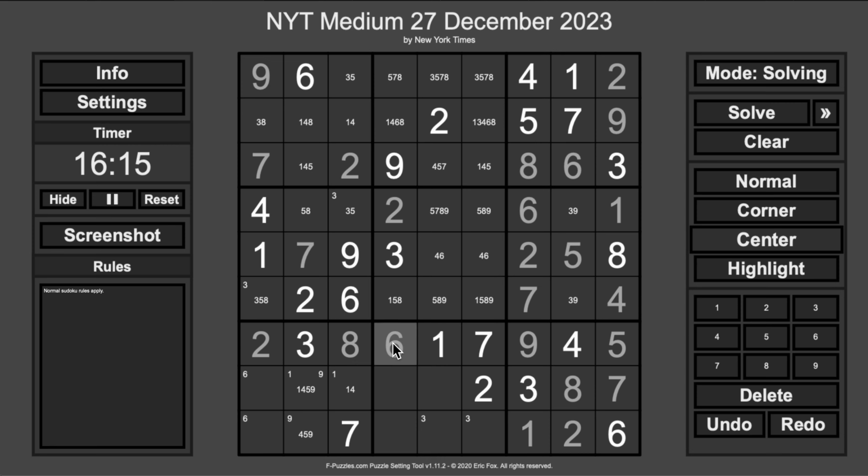Let's see. A 6 is going to come out. This is not 6. So that forces the 6 in box 2 because the other, it's got 3 6s looking at it. To wit, this one, this one, and that one.